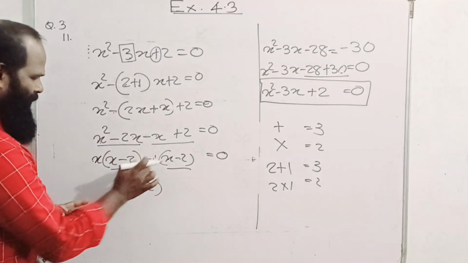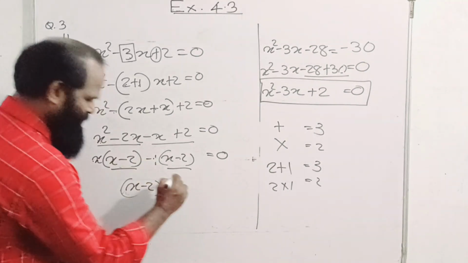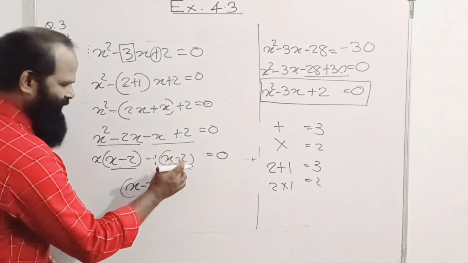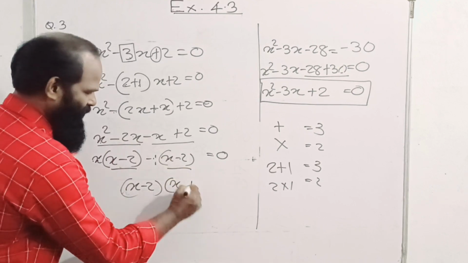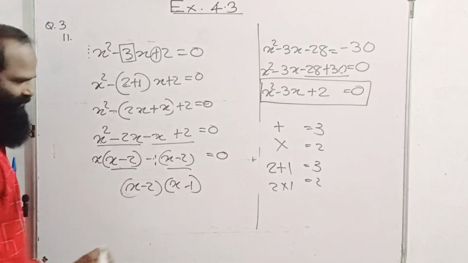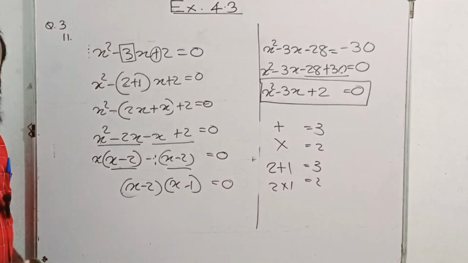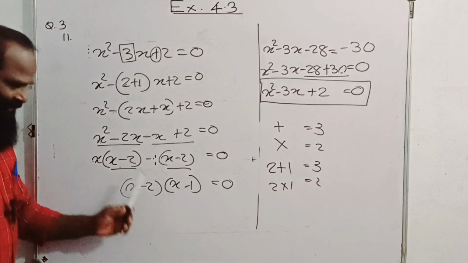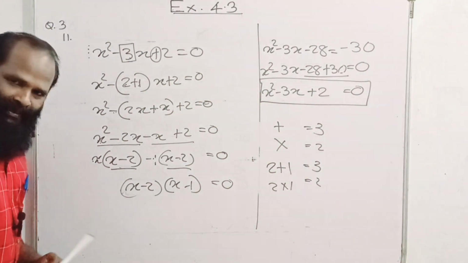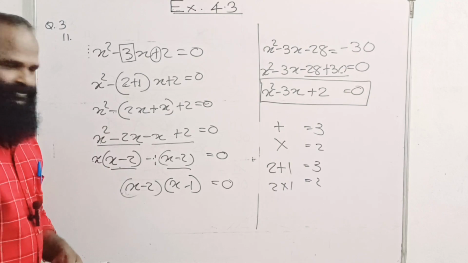And the term outside it is x. And the term outside it is negative 1. With them we form another binomial. x minus 2 into x minus 1 is equal to 0. These are the binomials we got after factorization of the quadratic.